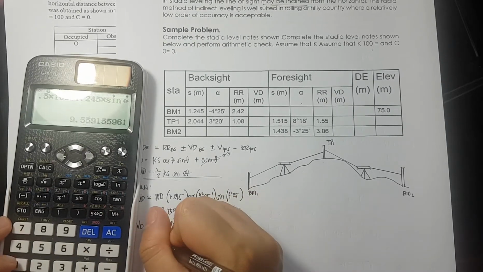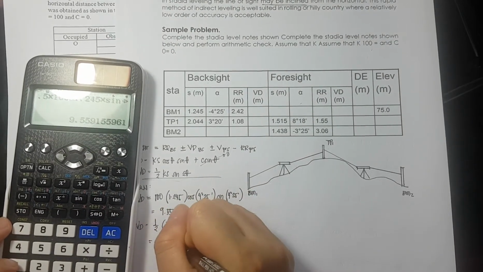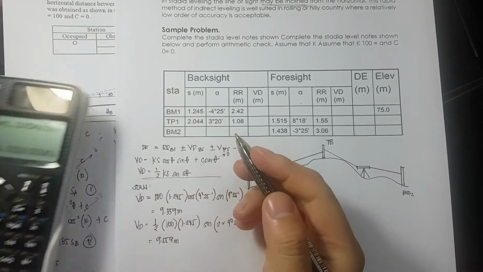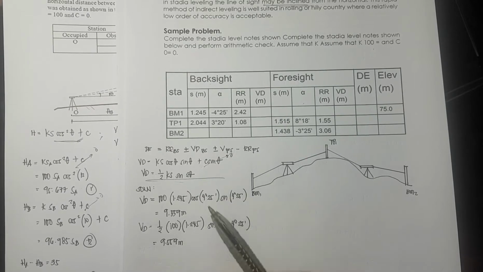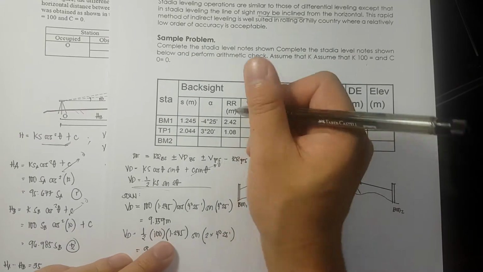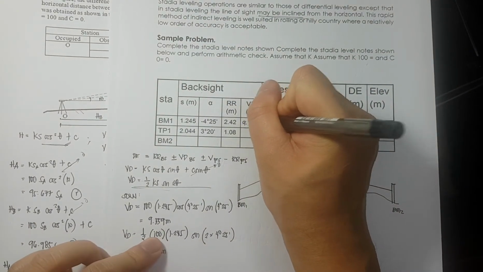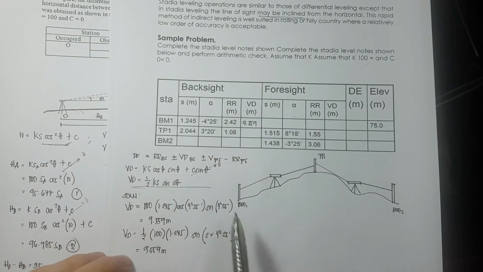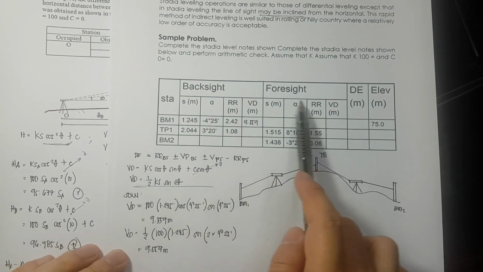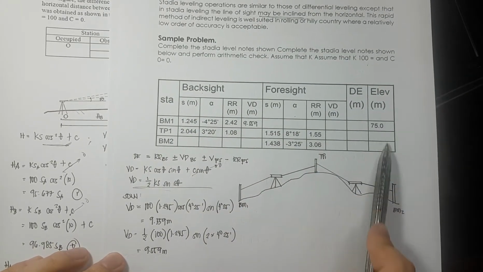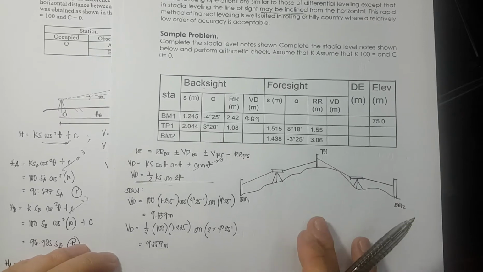And that is equivalent to 9.559 meter. And they have the same answer. Okay? So, whichever is convenient for you. So, dito, lagay na natin, we have 9.559. Now, for the TP1, let's solve first for the VD para mas madali na yung ano natin. Pag-solve yung difference in elevation and the elevation itself.